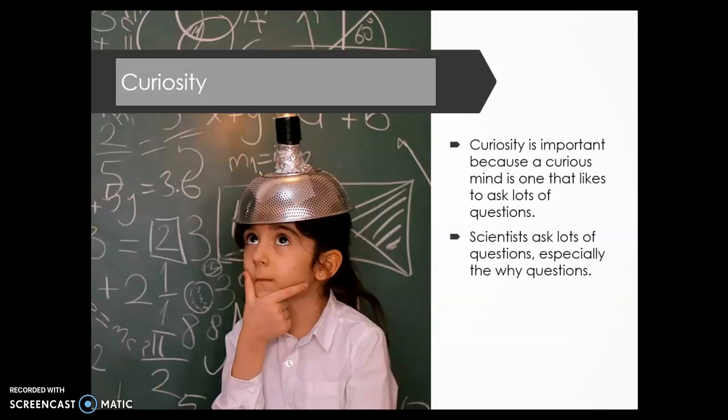Scientists do ask lots of questions, especially the why questions. They want to know why things happen, why things change, why things stay the same. So hopefully you've got a good sense of curiosity and you're ready to ask some great why questions.